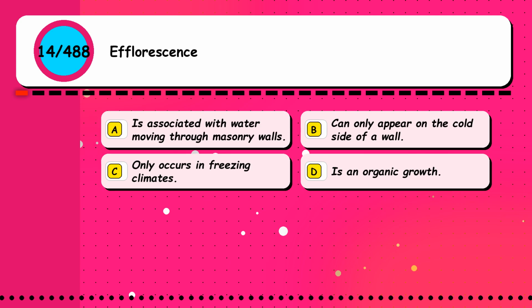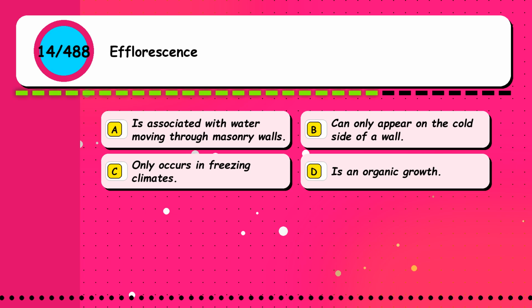Question 14. Efflorescence: Option A, is associated with water moving through masonry walls. Option B, can only appear on the cold side of a wall. Option C, only occurs in freezing climates. Option D, is an organic growth.